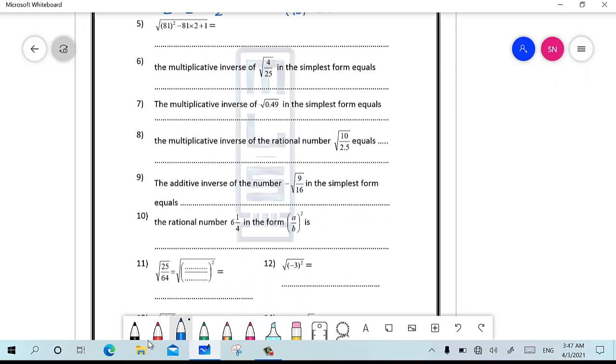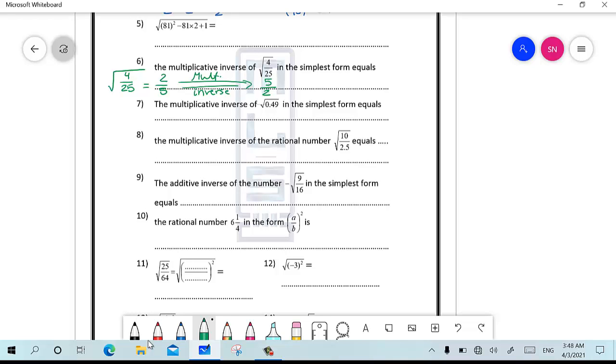The multiplicative inverse of 4 over 25 under the square root in the simplest form. First of all, we are going to see the square root of 4 over 25. This is going to equal 2 over 5. Now I'm going to find the multiplicative inverse of this number. And I know that the multiplicative inverse of any number is the flip. So it's going to be 5 over 2.